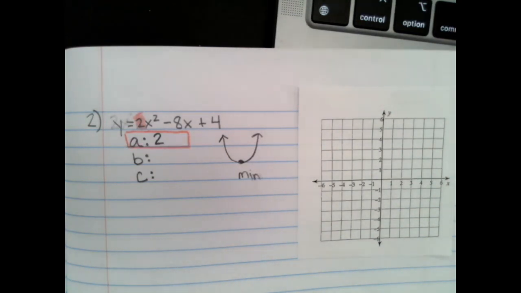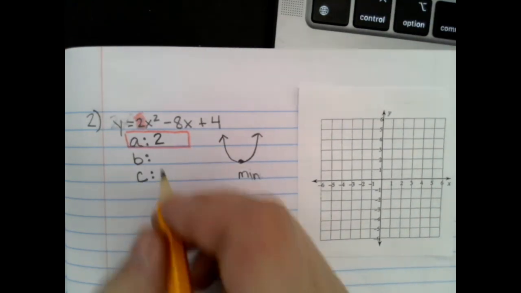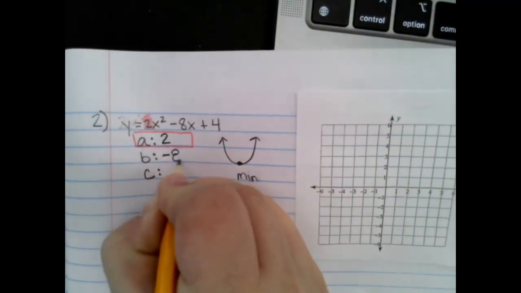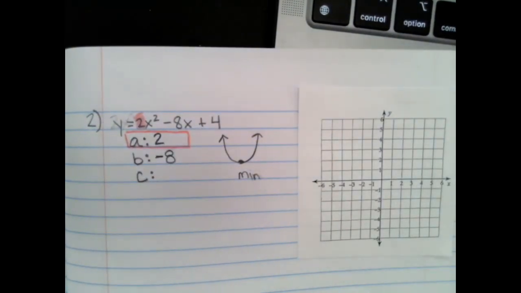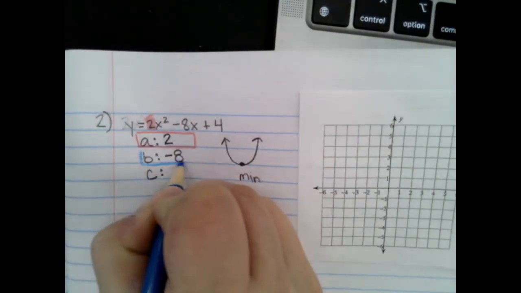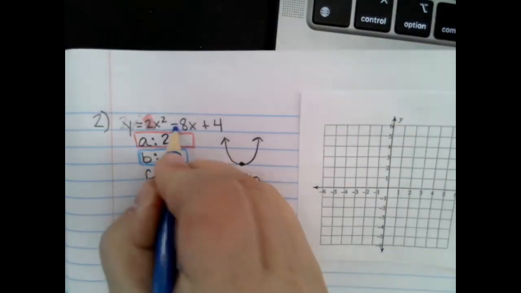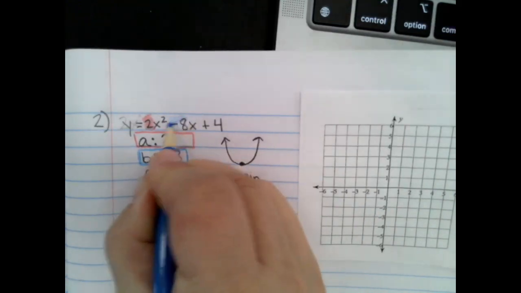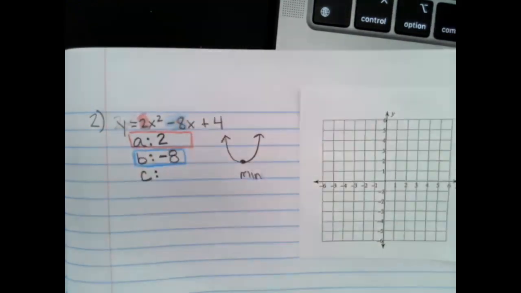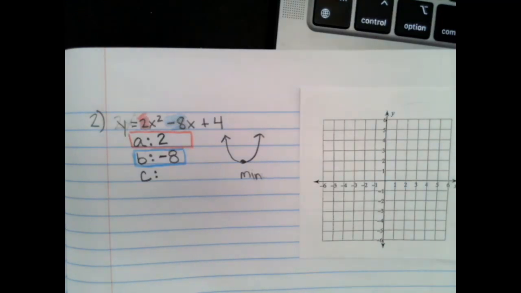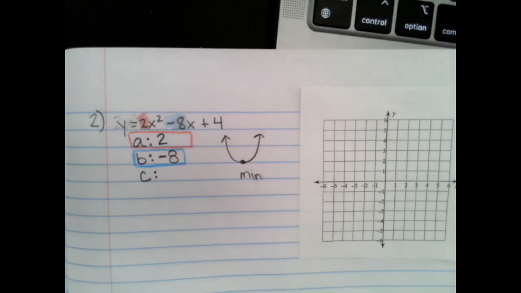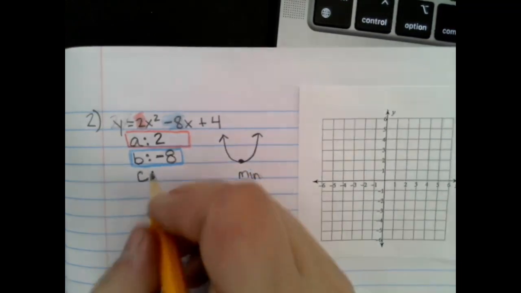All right, and then B. What is our B? Good, negative 8. How did we know that that was going to be a negative? Usually when we read it, we don't say negative 8 here. How would we have said that negative? Minus. Good. You guys are so smart. Sometimes we just need to make that connection in our brain that minus means negative. Some of us are still working on that. All right, and then what is C? 4.